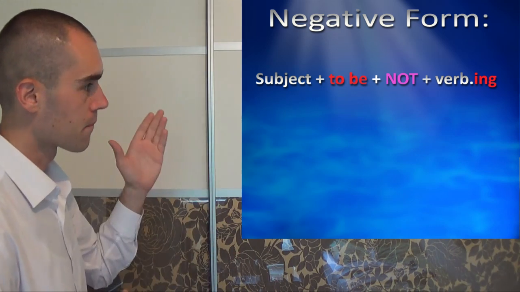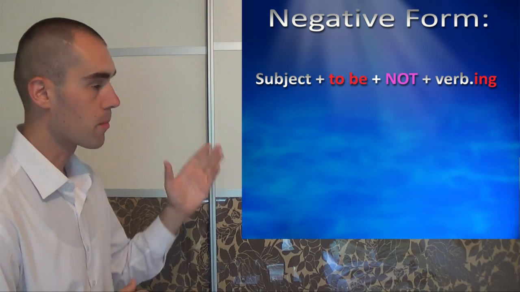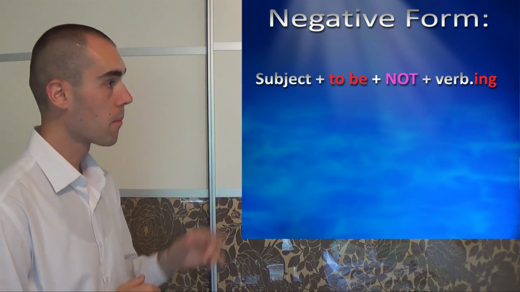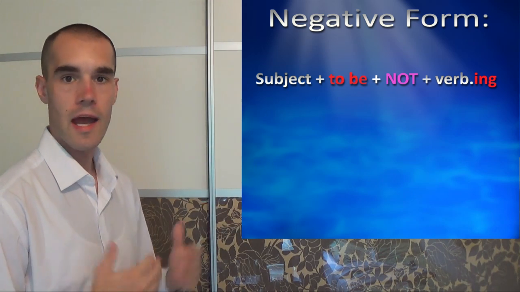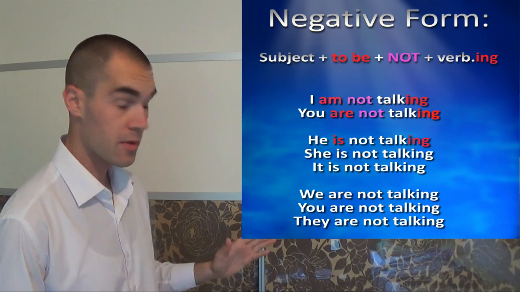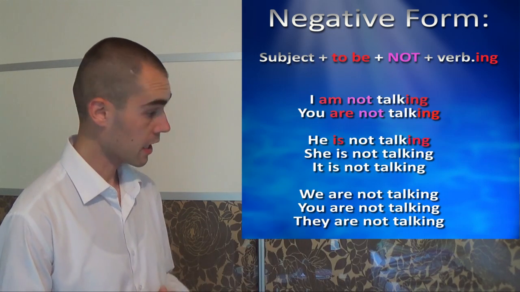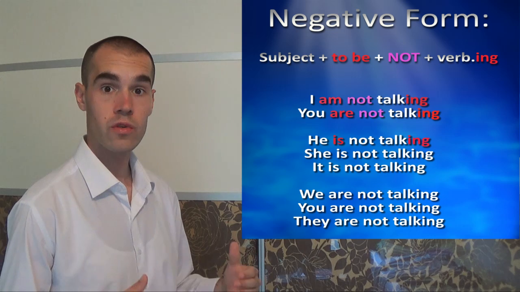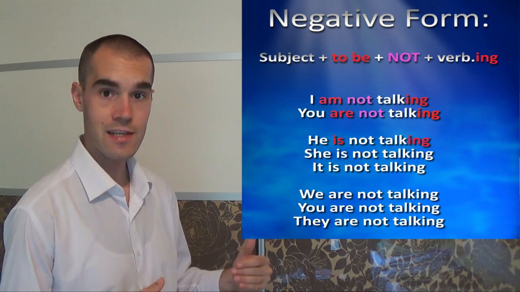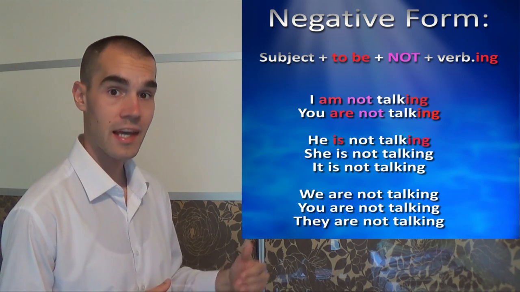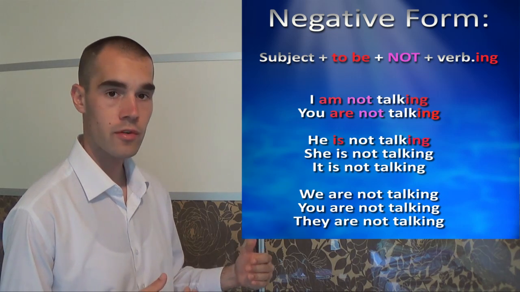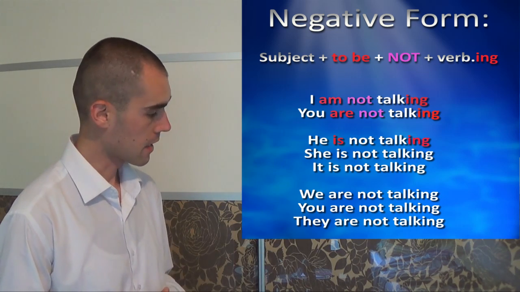Very simple. So subject plus to be plus not plus the main verb with ing, and you go right ahead. I am not talking, you are not talking, he is not talking. The shortened forms are aren't and isn't. So you aren't talking, he isn't talking, we aren't talking, you aren't talking, and so on.